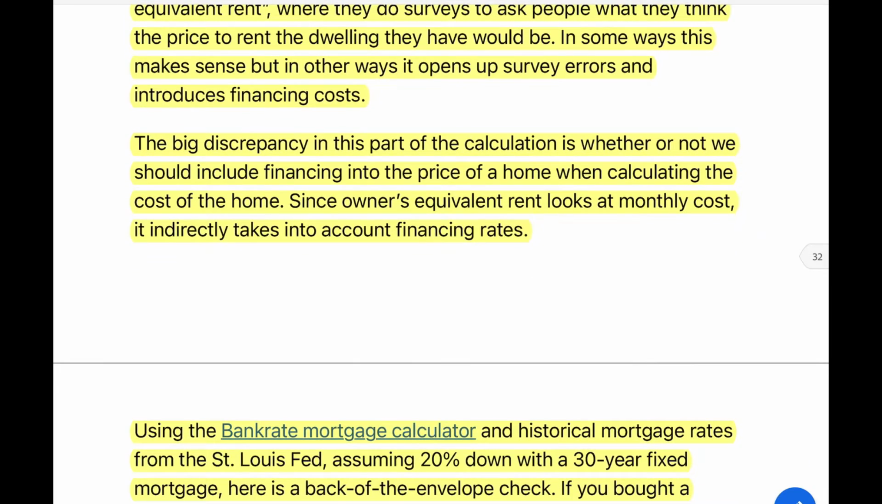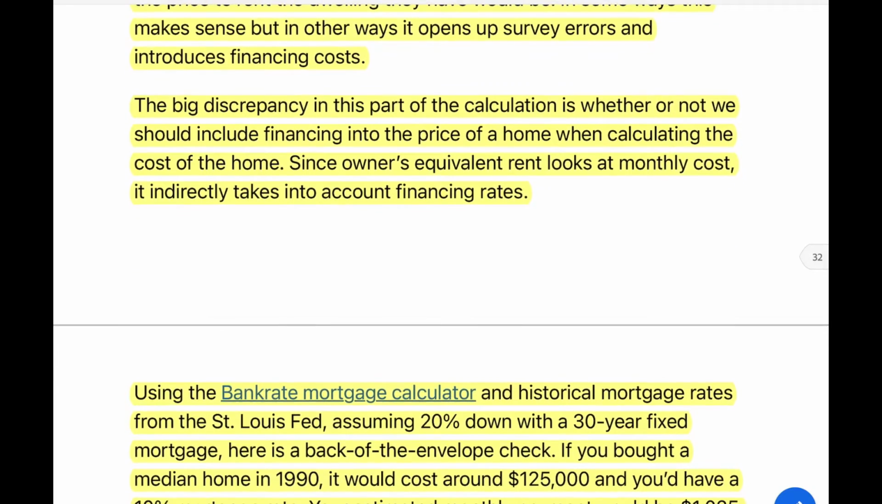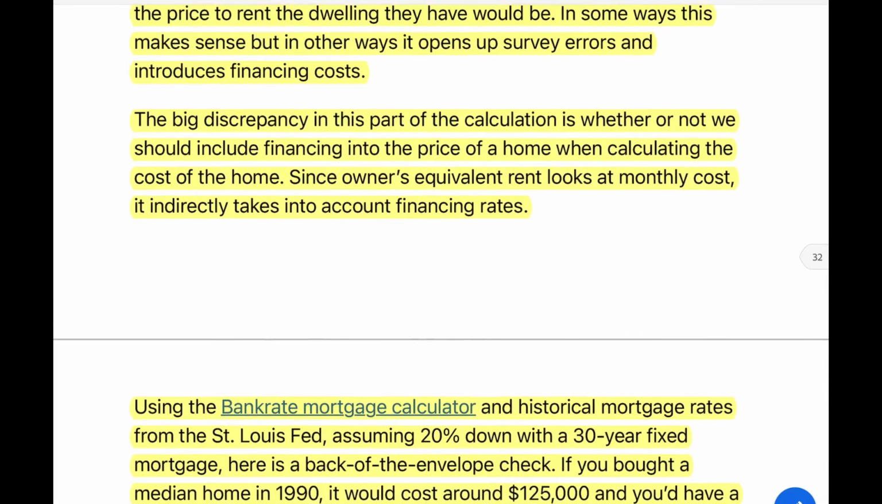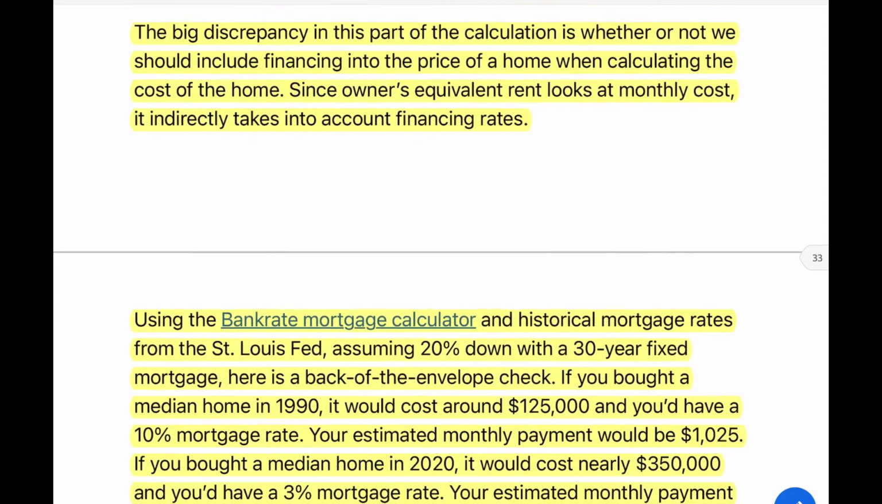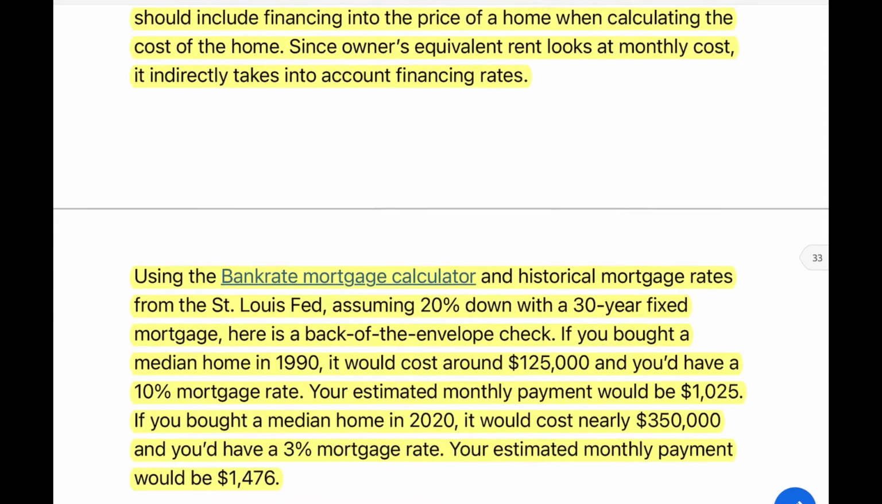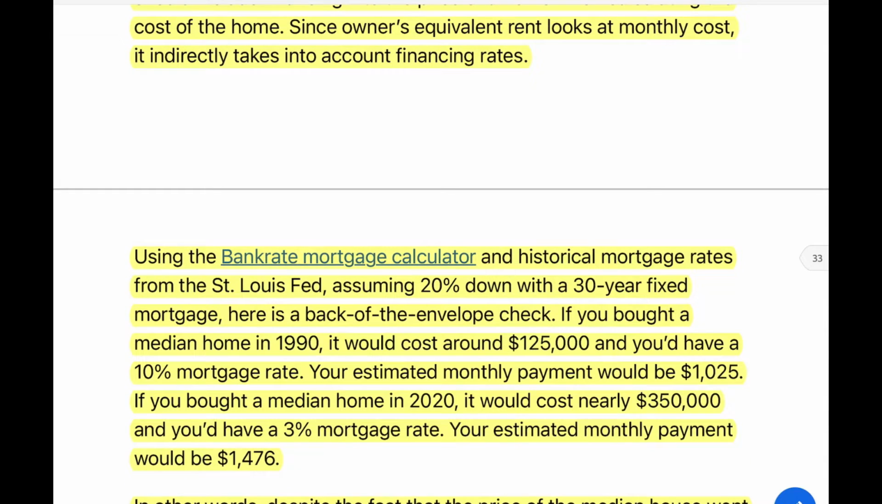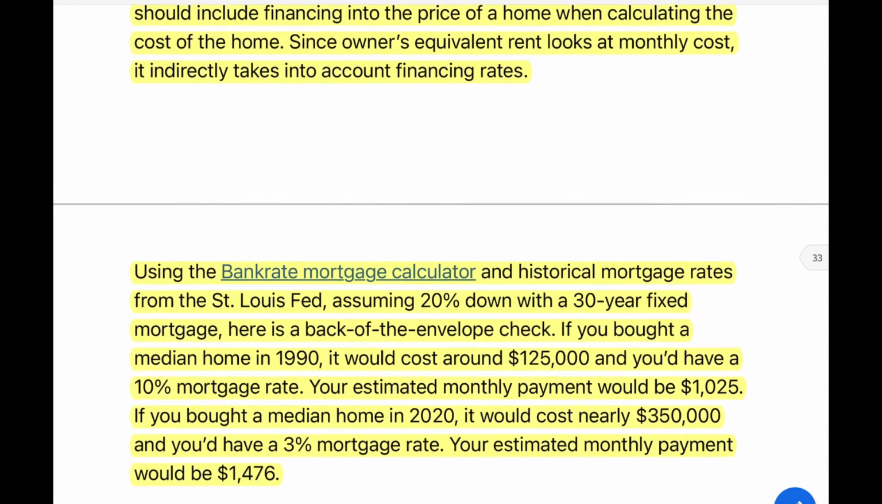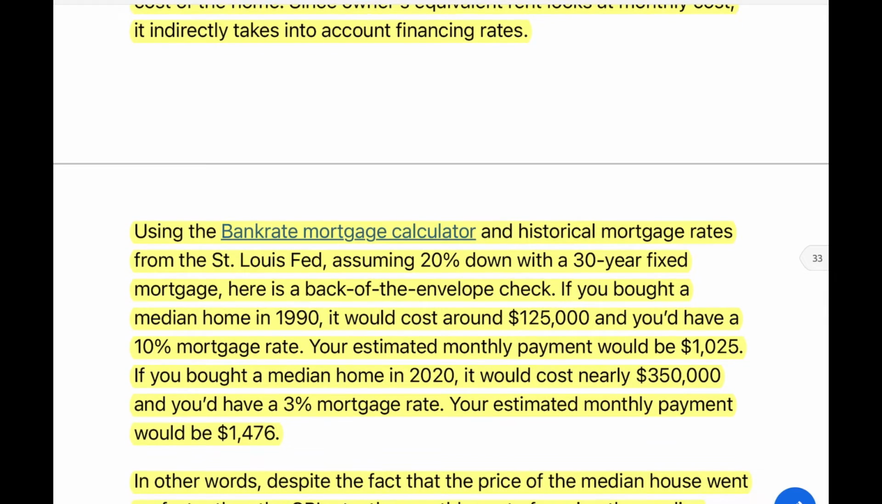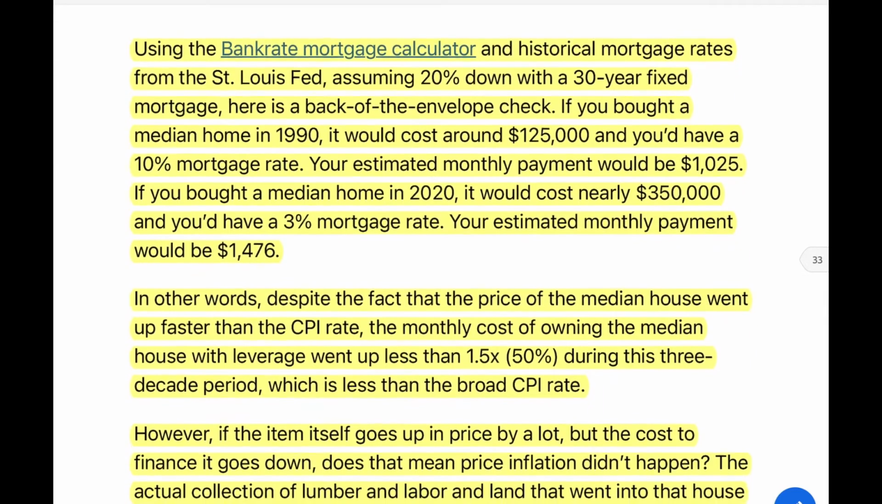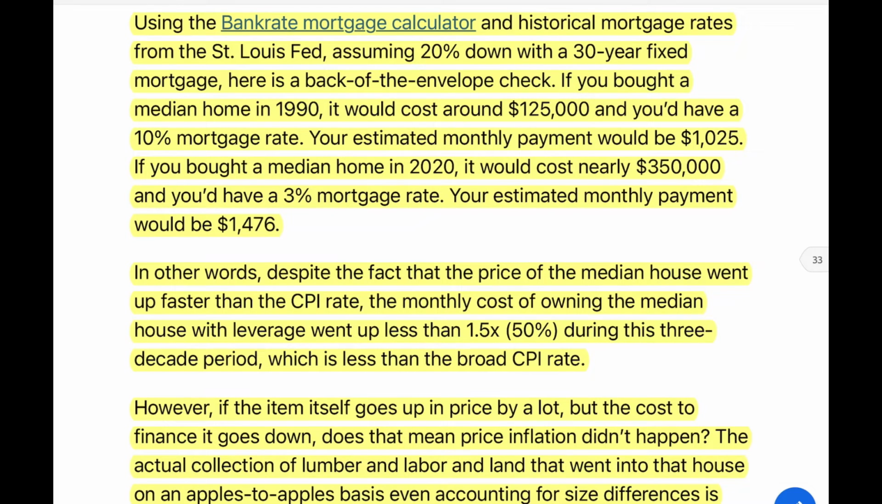In some ways, this makes sense, but in other ways, it opens up survey errors and introduces financing costs. The big discrepancy in this part is whether or not we should include financing in the price of a home when calculating the cost of a home. Since owner's equivalent rent looks at monthly cost, it indirectly accounts for financing rates. Using the Bankrate mortgage calculator and historic mortgage rates from the St. Louis Fed, assuming 20% down with a 30-year fixed mortgage, here is a back of the envelope check.